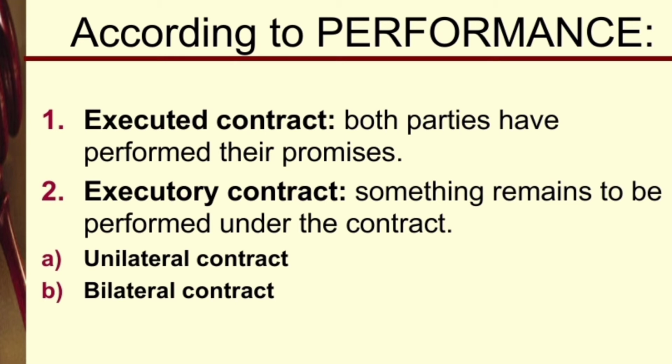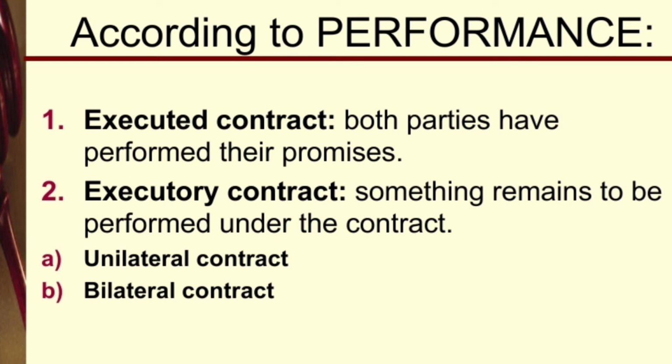So an executed contract is simply a contract where both of the parties have already performed their respective promises. It's literally as simple as that. So for instance, a bookseller sells a book on cash payment, and this is an example of an executed contract because both of the parties have done what they were supposed to do under the contract.